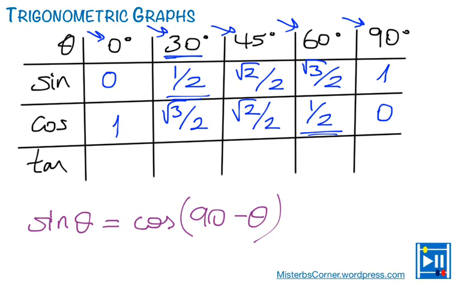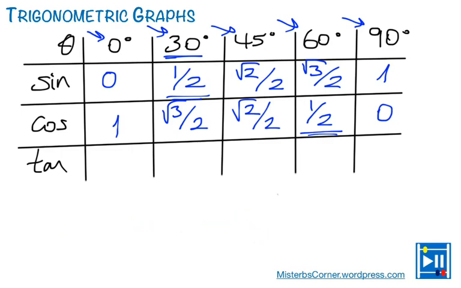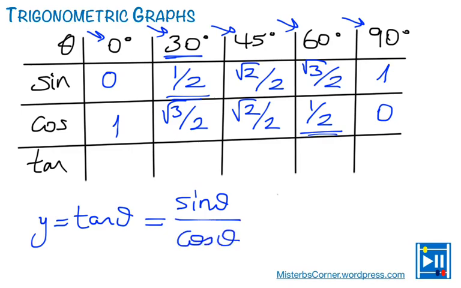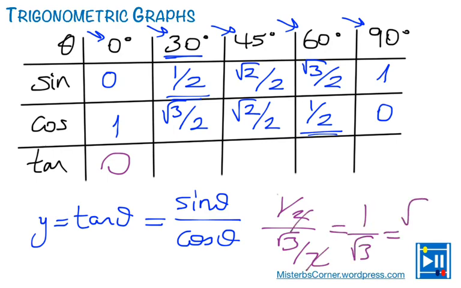Now, as for tangent, it's interesting to find out that a tangent function, y equals, let's say, tangent theta, is actually the ratio of sine theta over cosine theta. So when you divide sine values by cosine values, you find the tangent value. So 0 divided by 1 is 0. 1 over 2 divided by root 3 over 2 is, if you do that, you end up with 1 over root 3, which is root 3 over 3 when you rationalize the denominator.